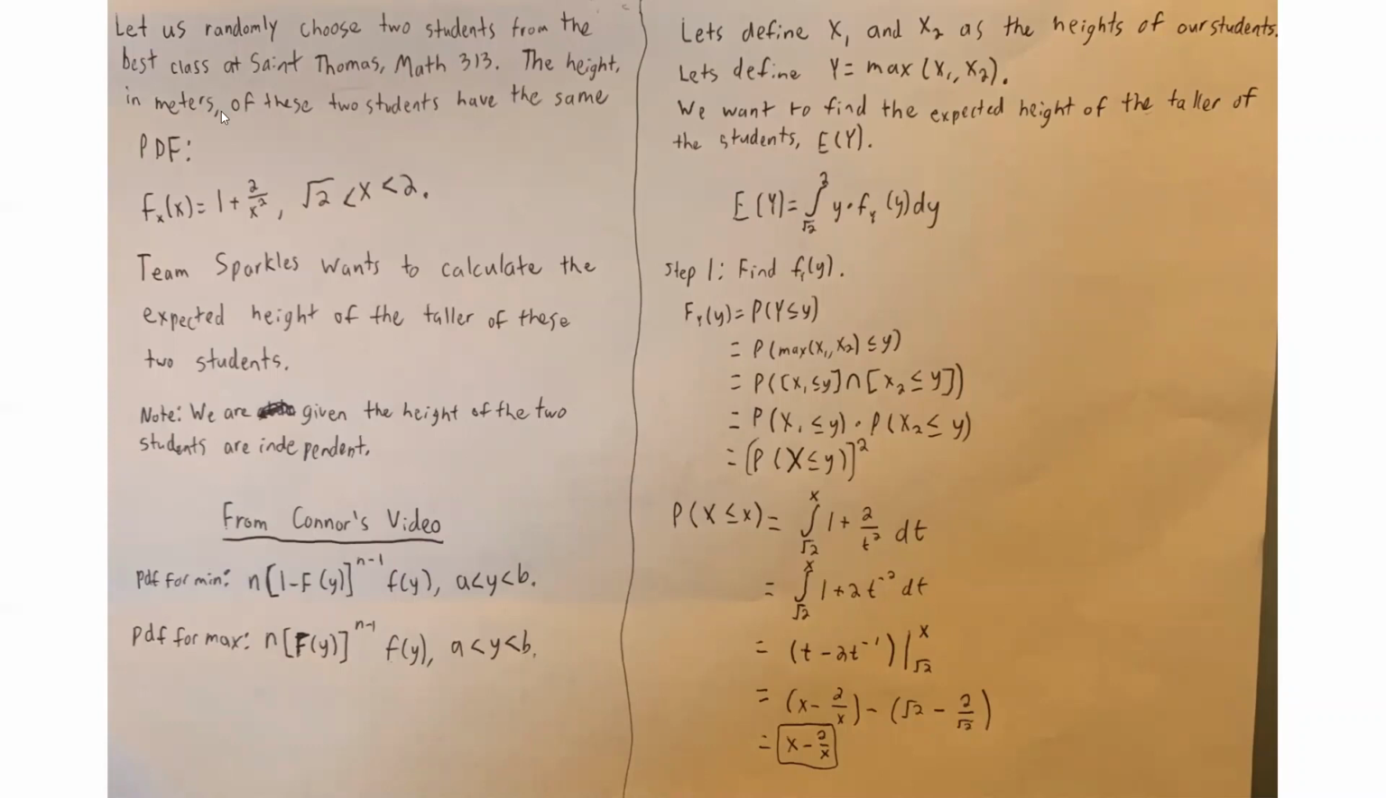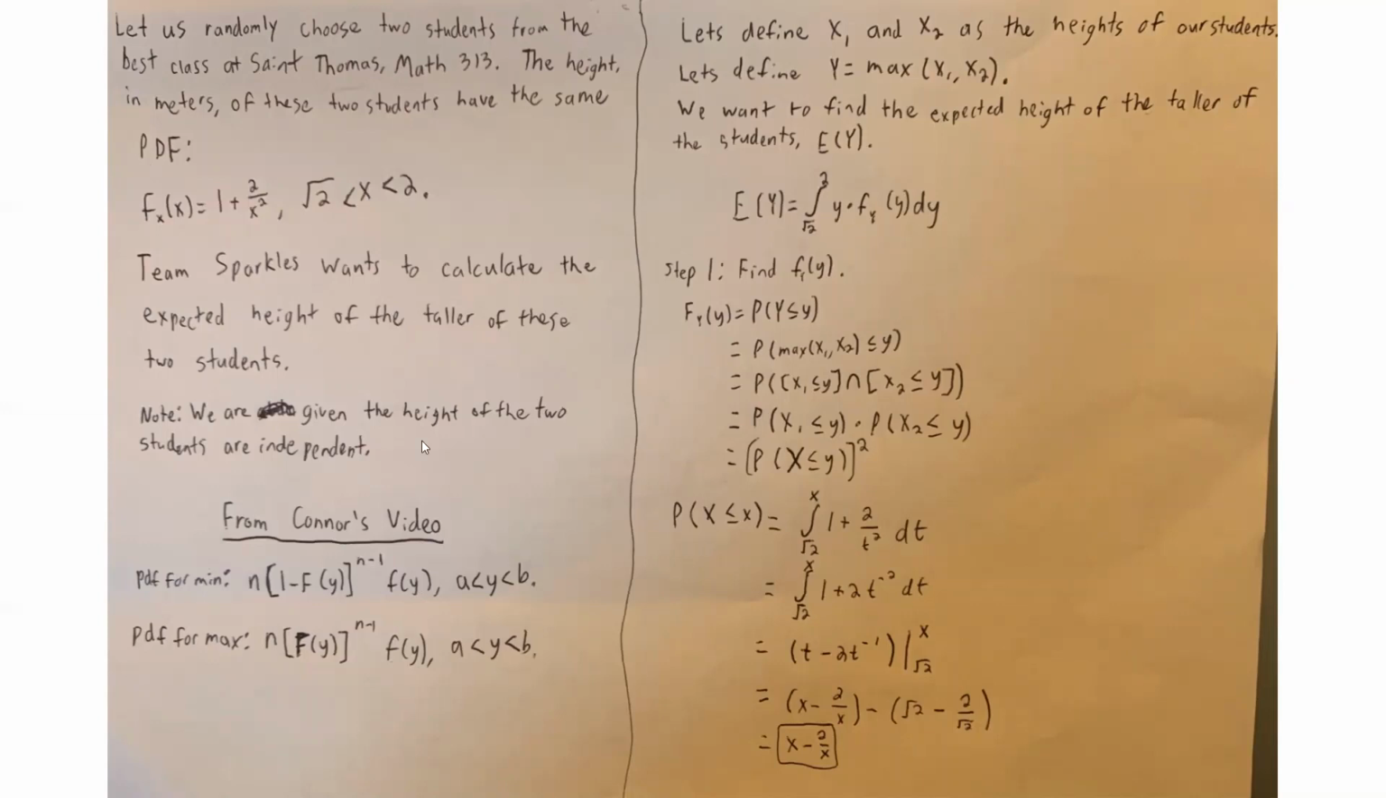The heights in meters of these students have similar PDFs, and the PDF of each of them respectively is 1 plus 2 over x squared, with the range for x being from the square root of 2 to 2. And Team Sparkles wants to calculate the expected height of the taller of these two students, which implies the max of the two. And we are given that the heights of the two students are independent.